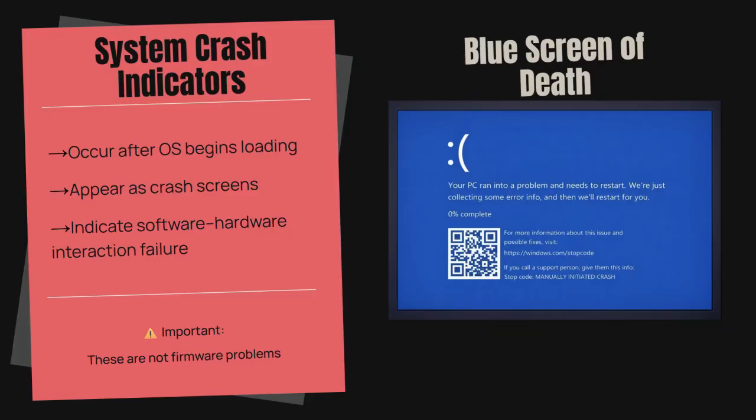We also have system crash indicators, or OS crash screens.